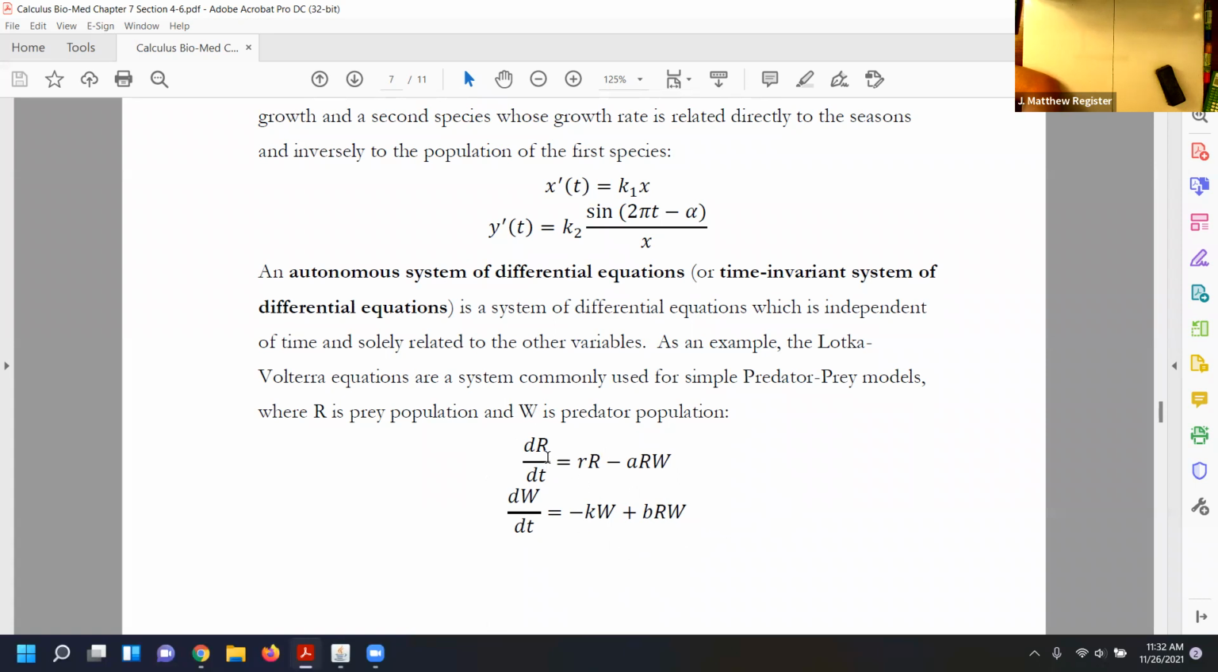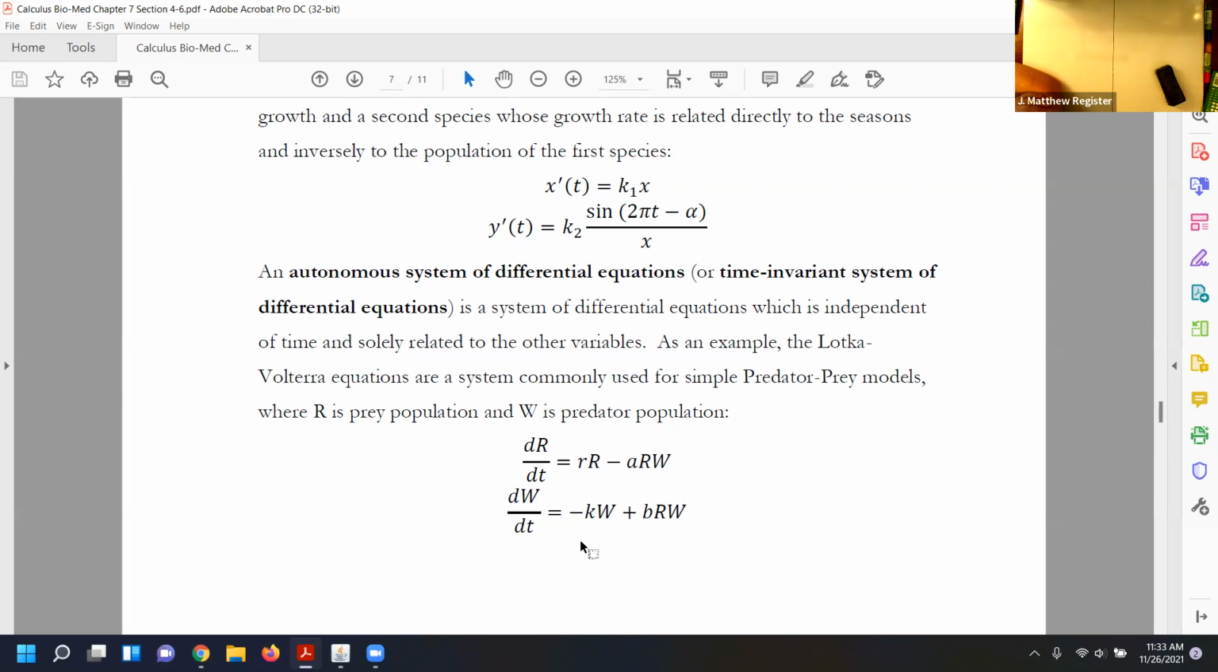It says dR/dt is equal to r, which is just some scalar, times the population R, minus a times big R times big W, where big R represents rabbits and big W represents wolves. Notice with this, if our rabbit population is really big and our wolf population is very small, then this rR term is probably going to be the dominant term. And that's where we would see exponential growth.